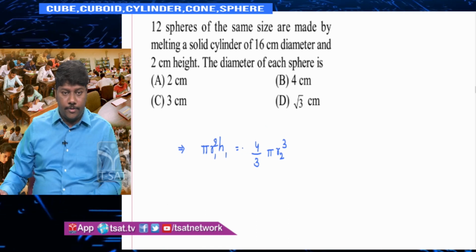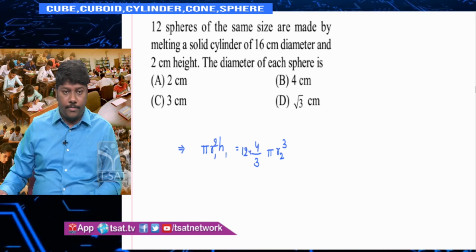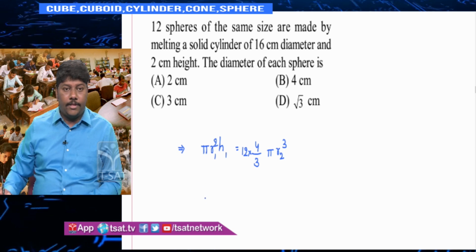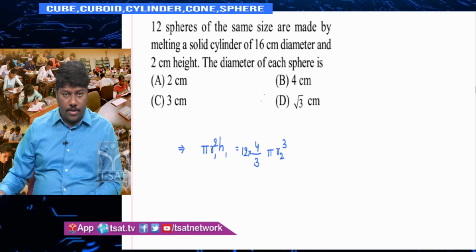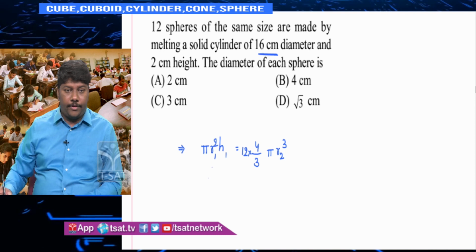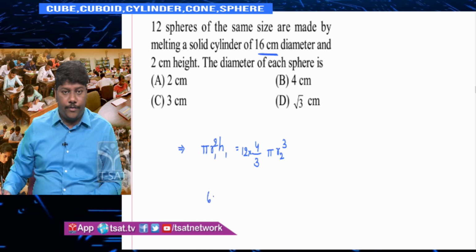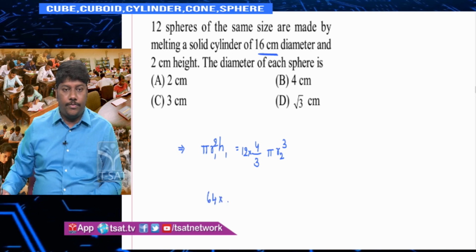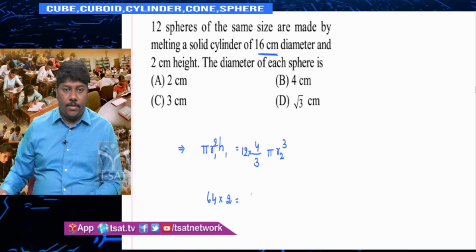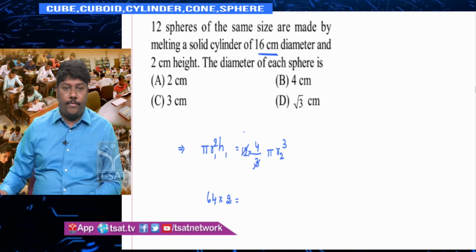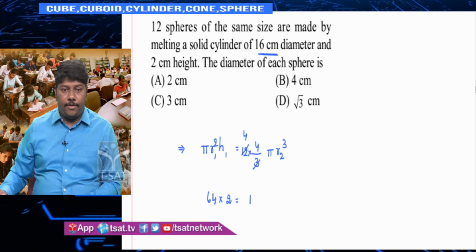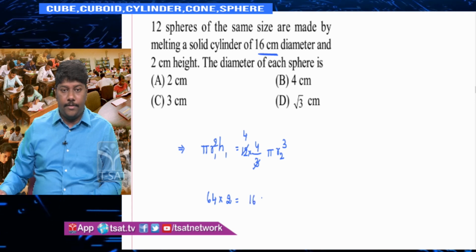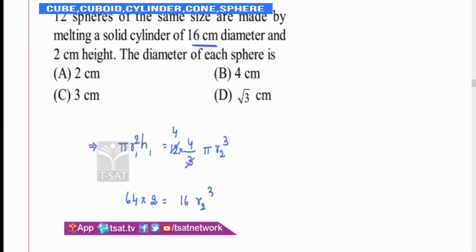Now you are forming 12 spheres, right? So into 12. Pi, pi cancel. R1 diameter is 16, therefore radius is 8. 8 square is 64. Height is 2. 1s are 4s are, therefore 16. Pi, pi cancelled. r2 cube. 16 ones are 16, fours are.